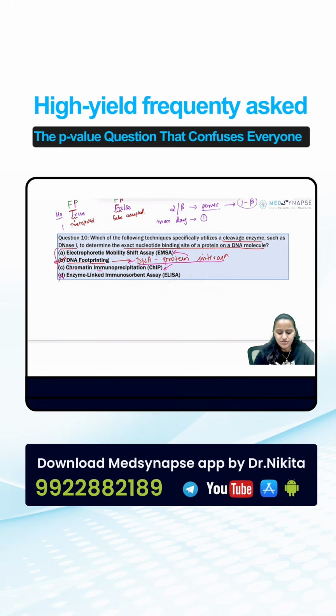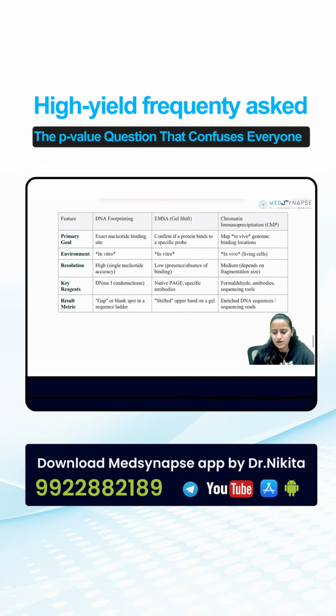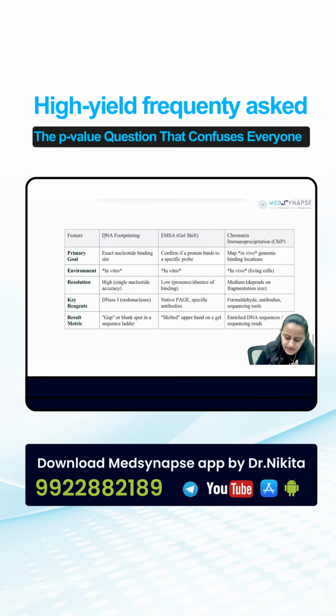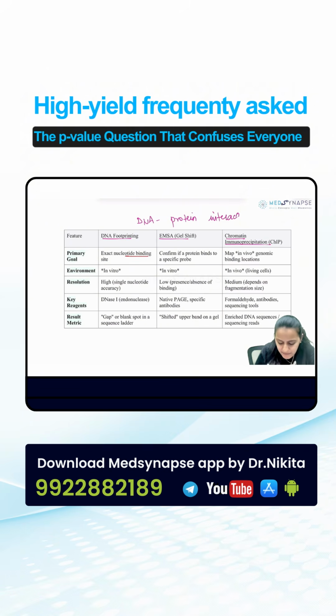So remember, these three techniques are used for DNA protein interaction. What is the difference in these? A quick review table here. DNA footprinting, EMSA, and chromatin immunoprecipitation. This is for DNA protein interaction. So remember that the advantage with DNA footprinting is it tells you the exact binding site.